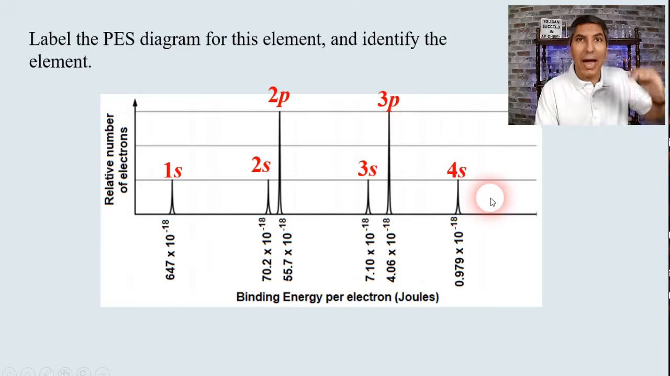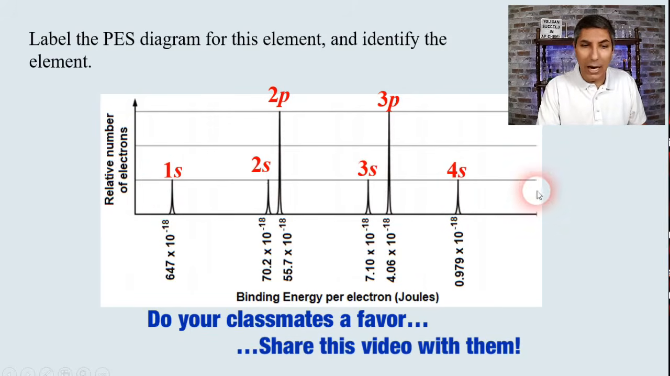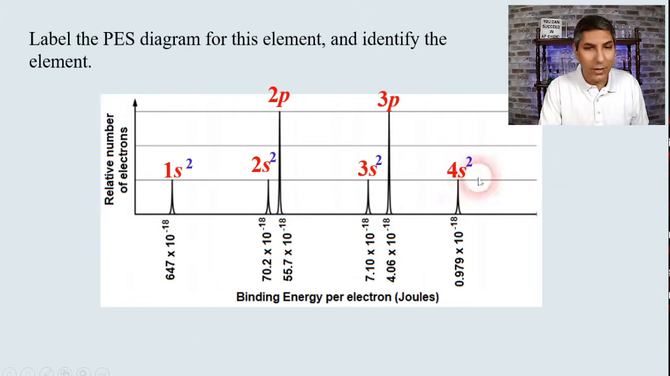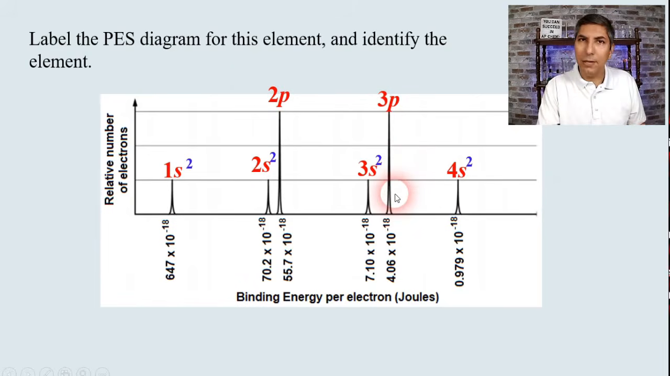So we've labeled the peaks. Now we have to label the heights. We know that all of those s peaks are of the same height. And we associate s peaks with having 2 electrons, don't we? And then the p peaks, notice that both of those p peaks are 3 times as high as the s peaks. So that means they have 3 times as many electrons, don't they? So 2 times 3 is 6. So here is the electron configuration for this element.